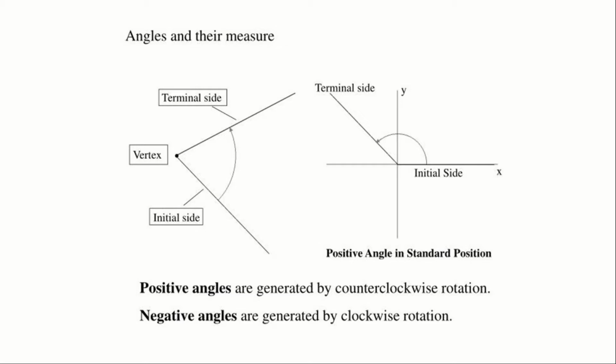Next, the main thing we have to keep in mind is the positive angles and the negative angles. Positive angles are generated by counterclockwise rotation and negative angles are generated by clockwise rotation. The way the clock rotates is said to be clockwise, and the opposite of the clock rotation is said to be counterclockwise or anticlockwise direction. So when the direction is counterclockwise or anticlockwise, it is a positive angle, and when it is clockwise, it is considered a negative angle.